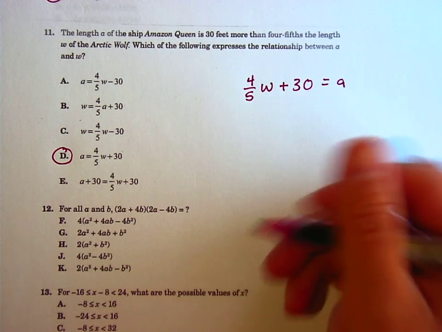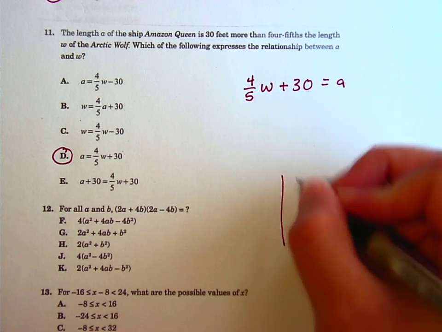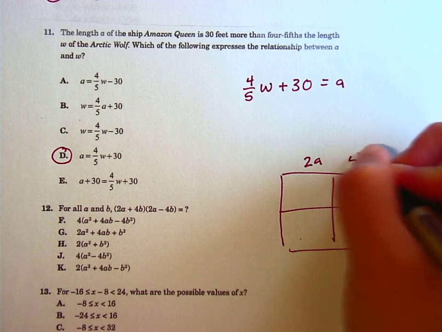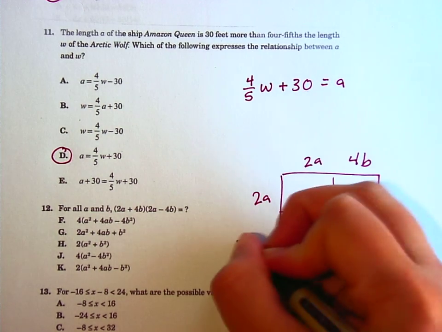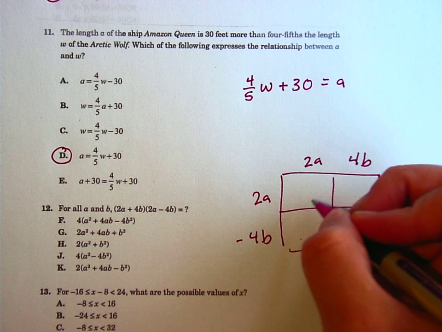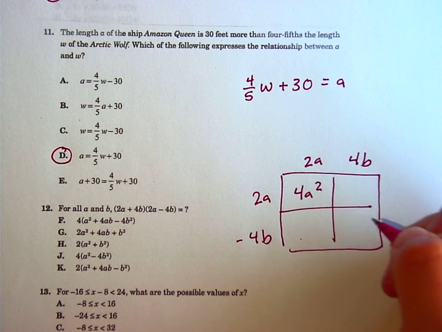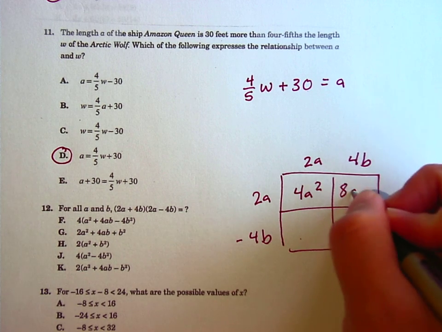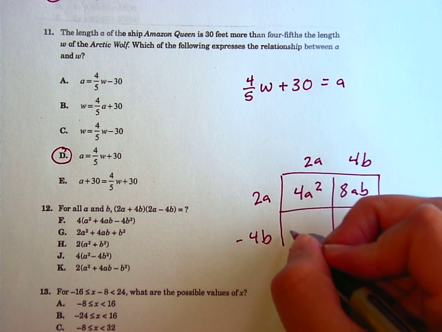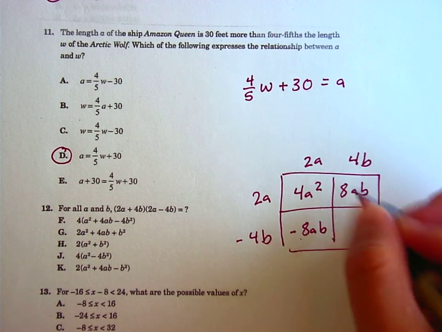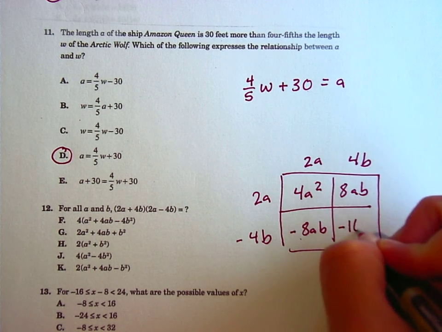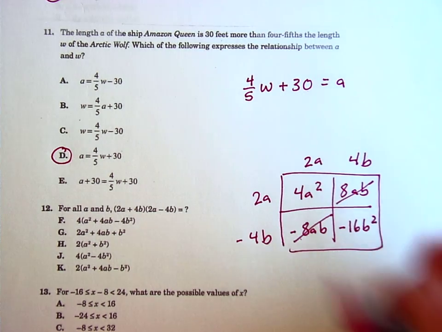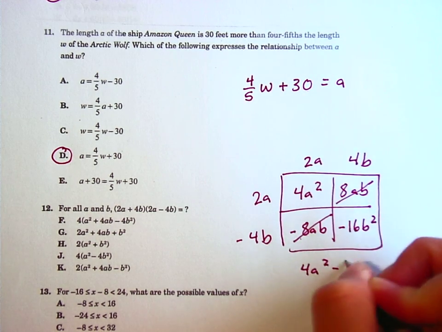Oh, this one will give us a good chance to do our Punnett Square again, or FOIL if you so prefer, but since I've taught you how to do both, I am going to just do this. Alright, 2A times 2A is 4A squared. 2A times 4B is 8AB, and 2A times negative 4B is negative 8AB. Negative 4 times 4 is negative 16B squared. So this and this cancel each other out. So I end up with 4A squared minus 16B squared.